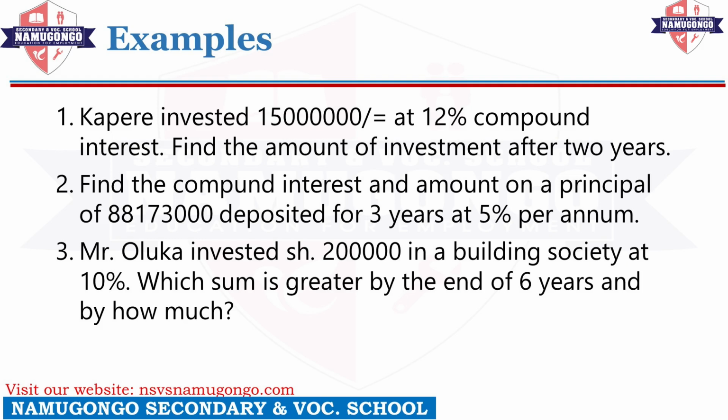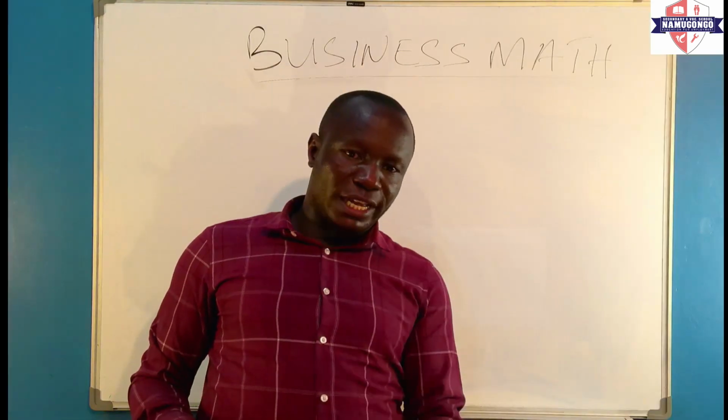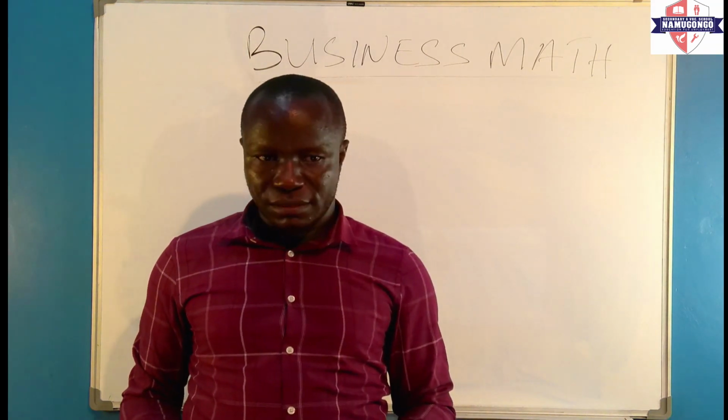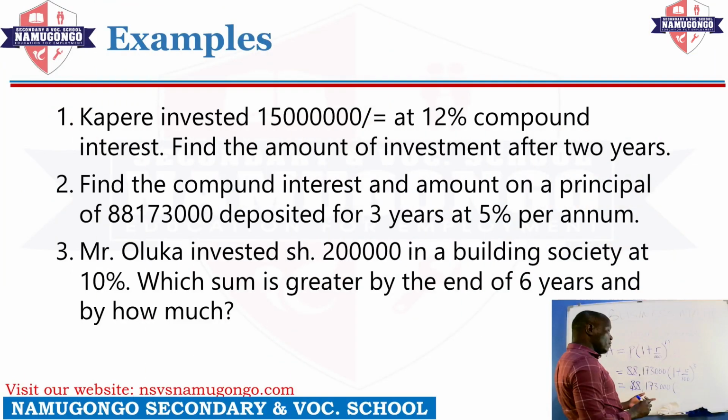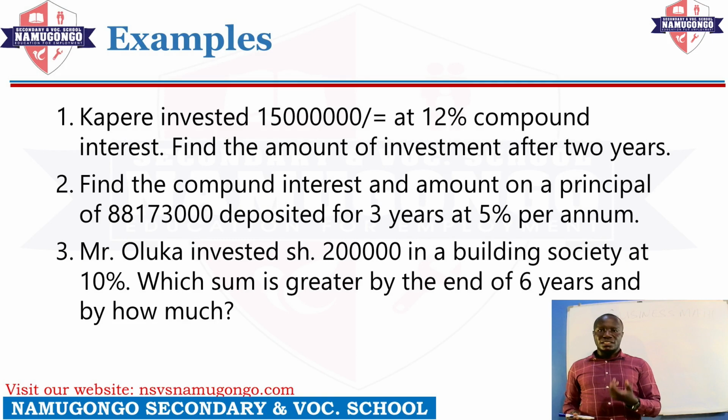Because they say Mr. Oluka invested 200,000 shillings in a building society at 10%. Which sum is greater by the end of 6 years and by how much? So what we are going to do here, we shall compare the two, because they say which sum is greater by the end of 6 years.